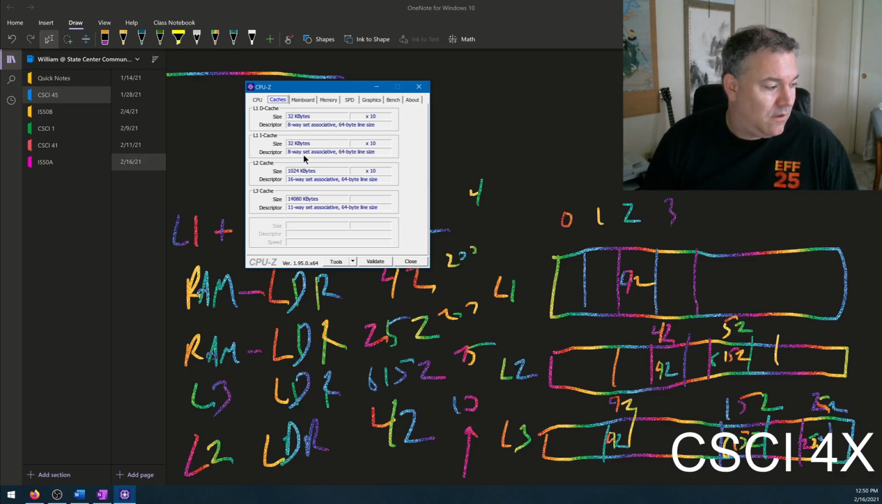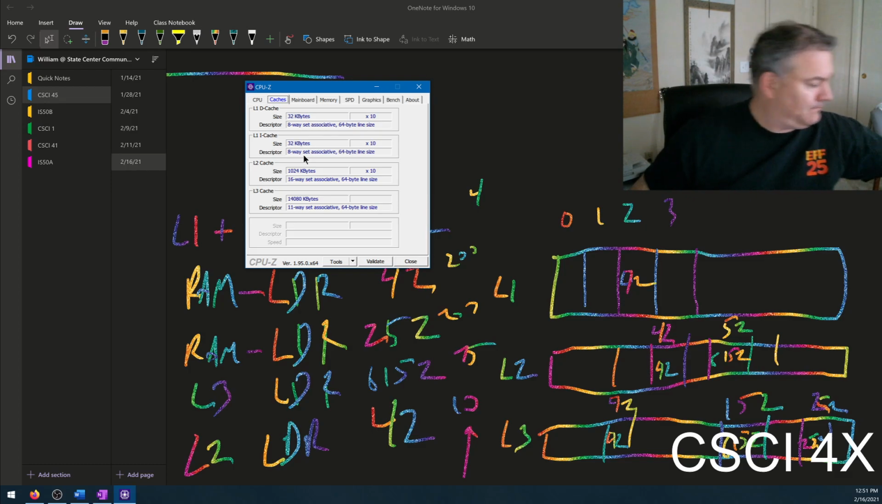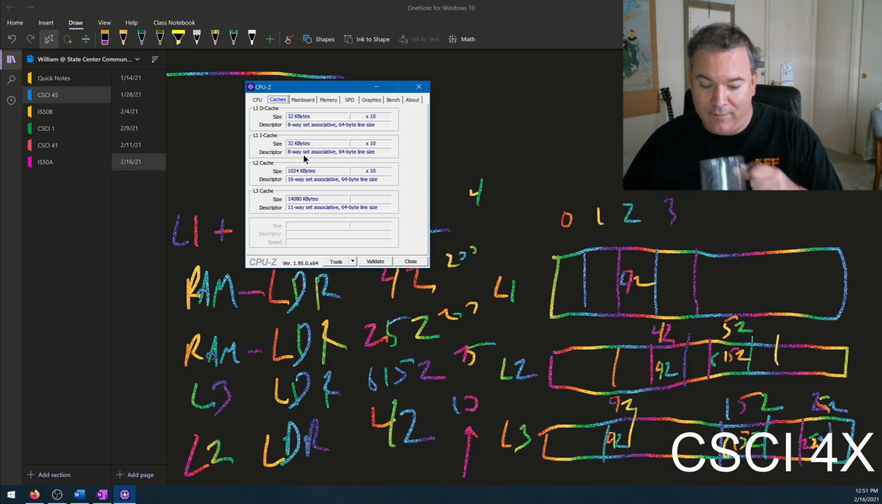A kibibyte is a power of 2, a kilobyte is a power of 10. Yeah, kibibyte is like one of the dumbest names ever. A kibibyte. It sounds like a third grader with a speech impediment developed a standard.